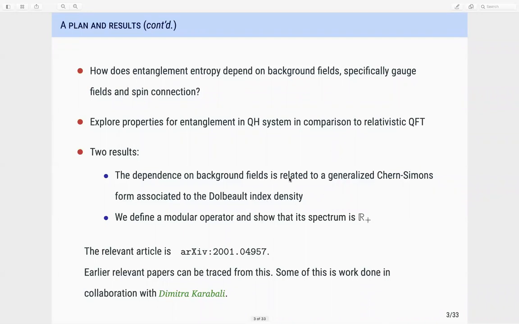The first one is an eminently physical result. The second one is a mathematical property, which I think is important or interesting, but I'm not quite sure what the implications are of this second result.